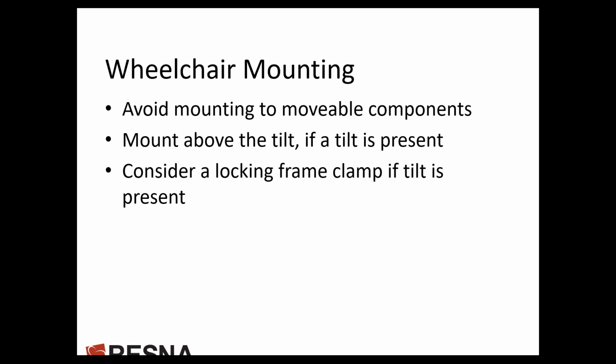So first thing, which I already mentioned, avoid mounting it to movable components on the wheelchair. So no swing away footrest hangers, no removable armrests. And if the wheelchair has the tilt capability, I mentioned make sure to place the frame clamp above the tilt mechanism so the device follows the person when they change positions. This will ensure that the device stays within the user's eye line. Also consider a locking frame clamp if the tilt is present.